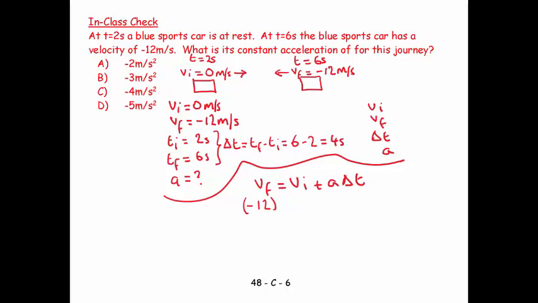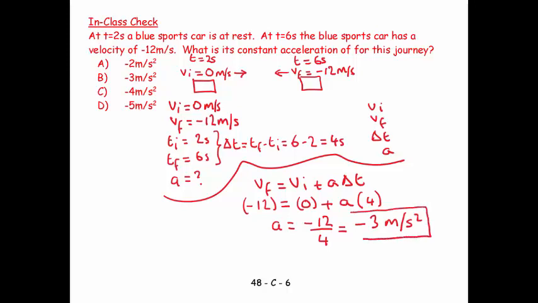Put it in parentheses because it's a thing. And then VI is 0. And then A is what I want. And delta T is 4. So I'm going to say A is equal to minus 12 over 4, which equals minus 3 meters per second squared. And there's my answer.